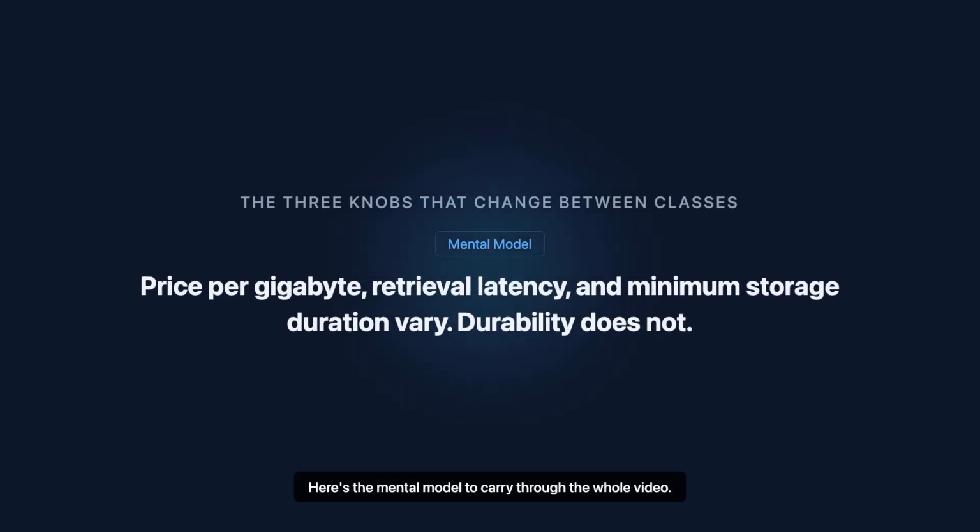Here's the mental model to carry through the whole video. 3 things change between S3 classes: the price per gigabyte, the retrieval latency, and the minimum storage duration. Durability does not change. Every class is 11 nines durable, full stop. So when a scenario asks you to pick a class, you're trading off cost against speed against commitment, never against the safety of your data.